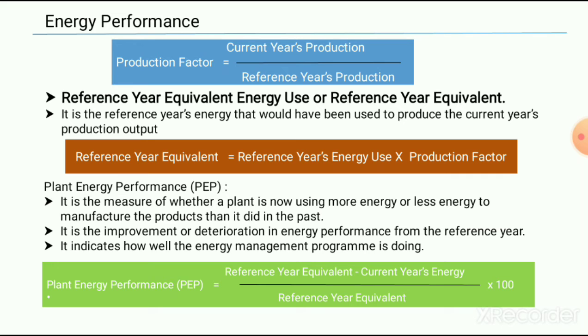So the plant energy performance is defined as the difference between the reference year equivalent and the current year equivalent, divided by the reference year equivalent. It is in percentage, so we will multiply it by 100.